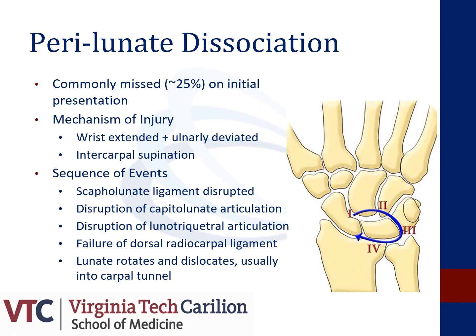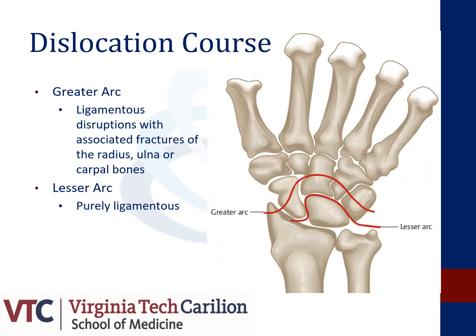It begins with disruption of the scapholunate ligament, followed by disruption of the capitolunate articulation, then the lunotriquetral articulation, failure of the dorsal radiocarpal ligament, and then ultimately the lunate is able to rotate and dislocate, usually into the carpal tunnel. The dislocation course can either occur through the greater arc, which involves not only ligamentous disruption but associated fractures, or the lesser arc, which is a purely ligamentous injury.